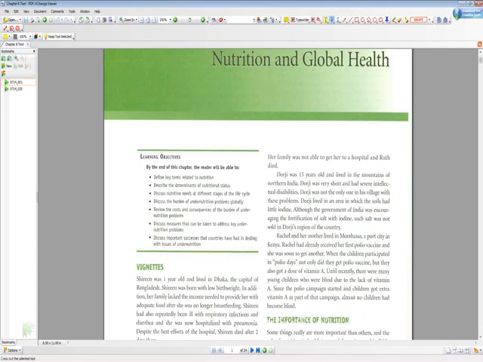And for some reason it's not letting me highlight today, so let's see here. Work with it here for a second.